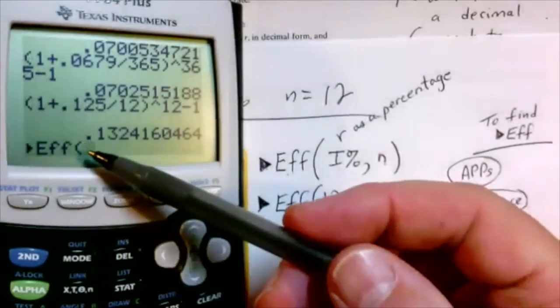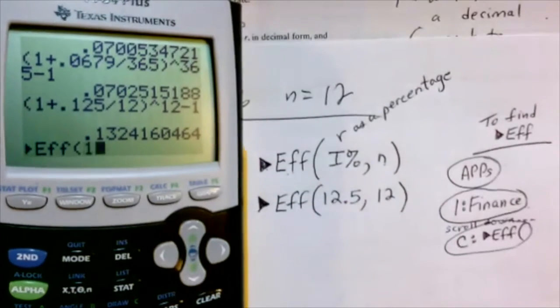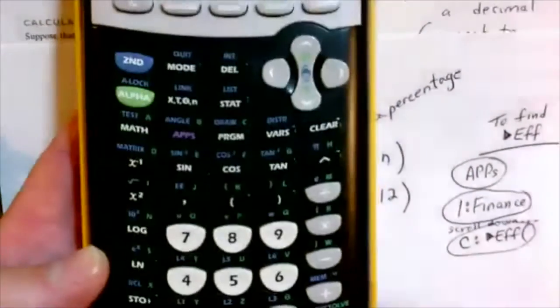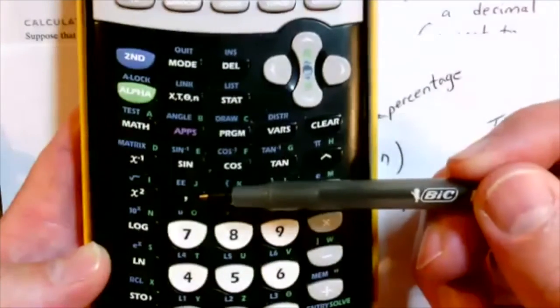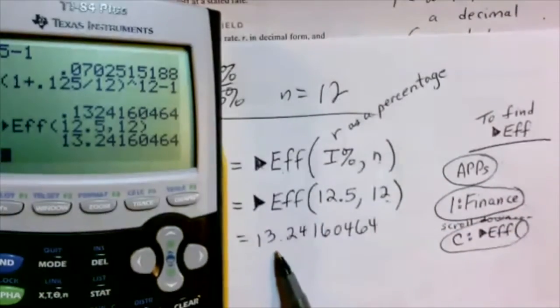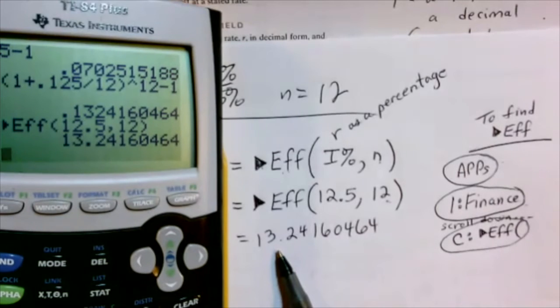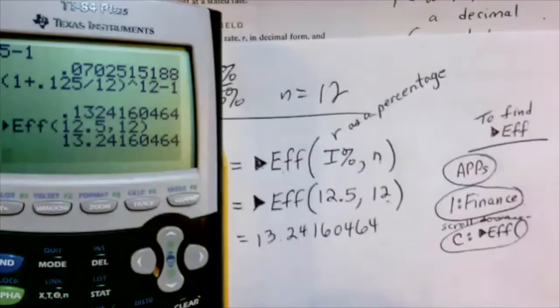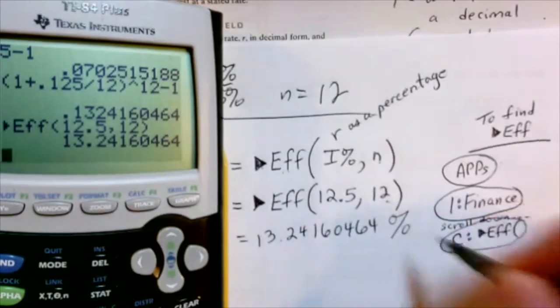All right, so I'm going to hit the number C or hit enter here. It goes to my home screen, and then I type in 12.5, and then the comma. I forgot where the comma is. It's right above the number 7. And notice this number here does not need to be converted any longer. It's already in that form. So this is a percent.